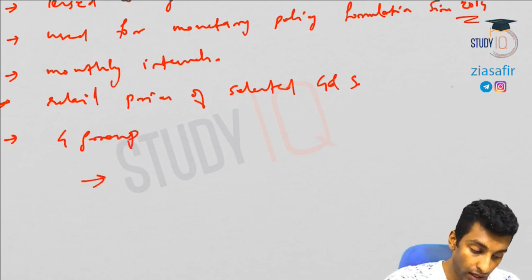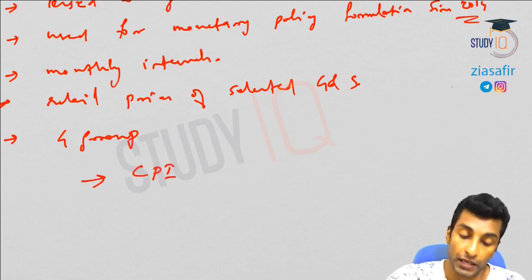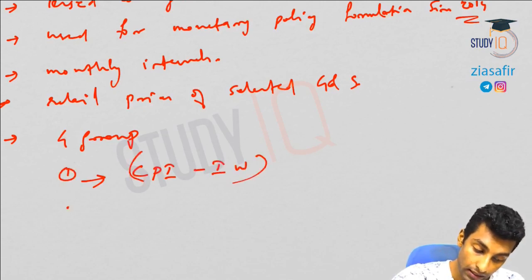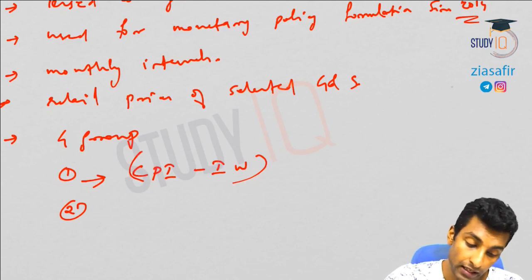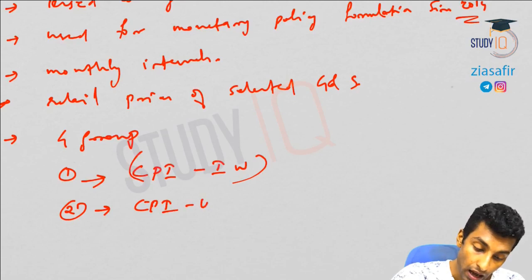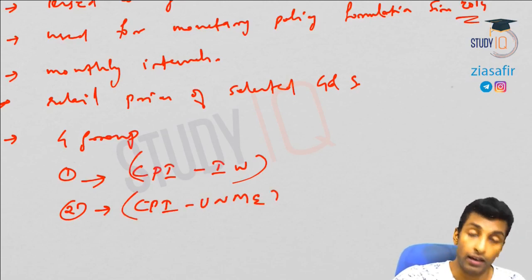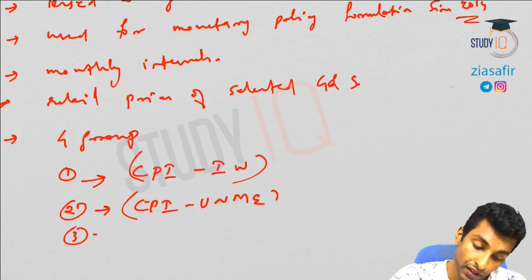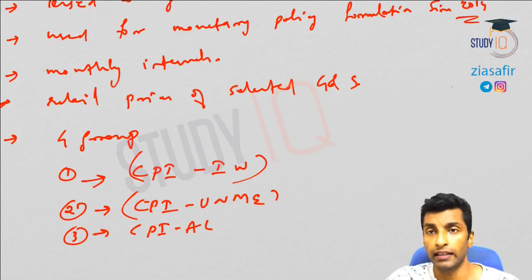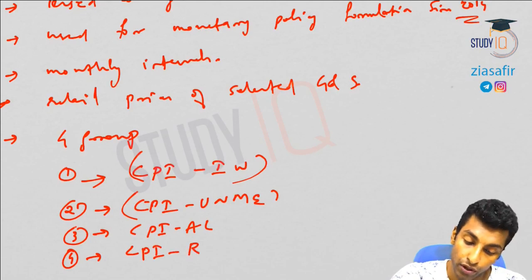So first one is actually consumer price index for industrial workers. So CPI, consumer price index for industrial workers. So that is the first one. Second one, consumer price index for urban non-manual employees. So CPI urban non-manual employees, that is the second one. Okay, then CPI for agricultural laborers. So CPI AL, CPI for agricultural laborers, and then CPI for rural laborers.